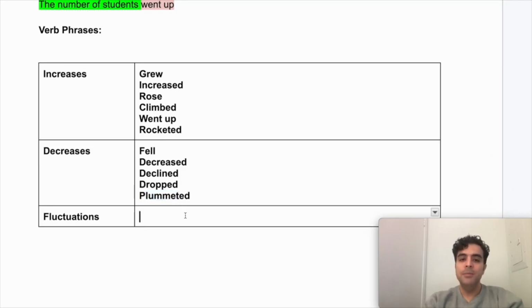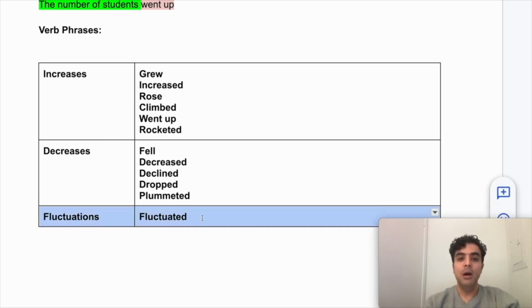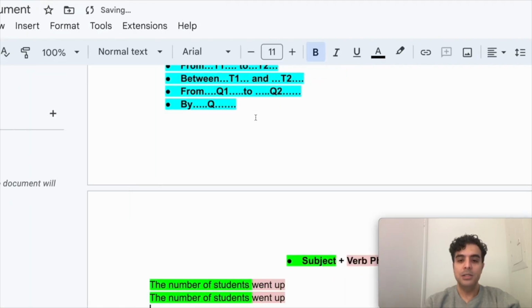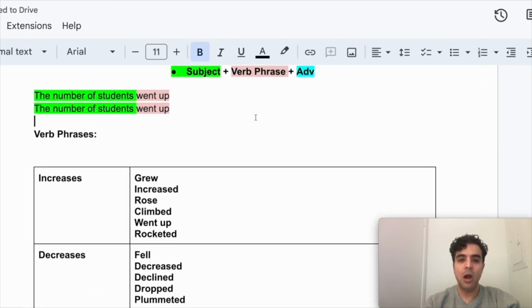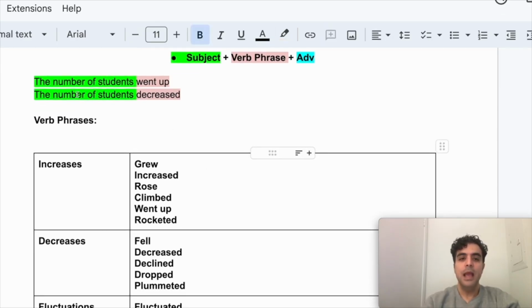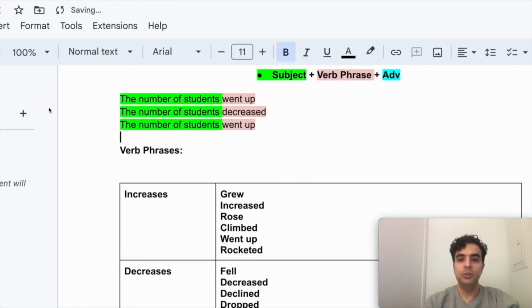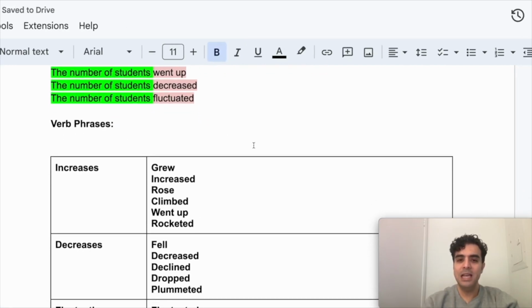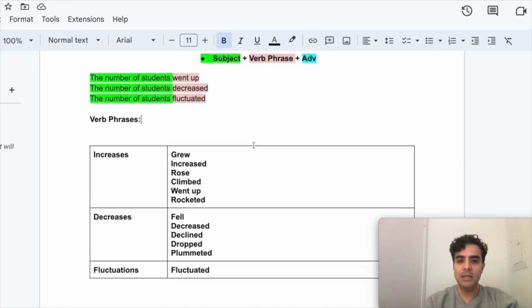Okay? But which leaves me with fluctuations. How could we mention fluctuations? Well, there's a verb, fluctuated. So you could say the number of students fluctuated. I'm going to write a few more examples here for you to see. So here's the second one, and this time we're going to describe a decrease. So I'm going to go with went down or decreased. And what about fluctuation? Once again, I'll show you. So you could say the number of students fluctuated, right? Same structure, nothing really fancy here.